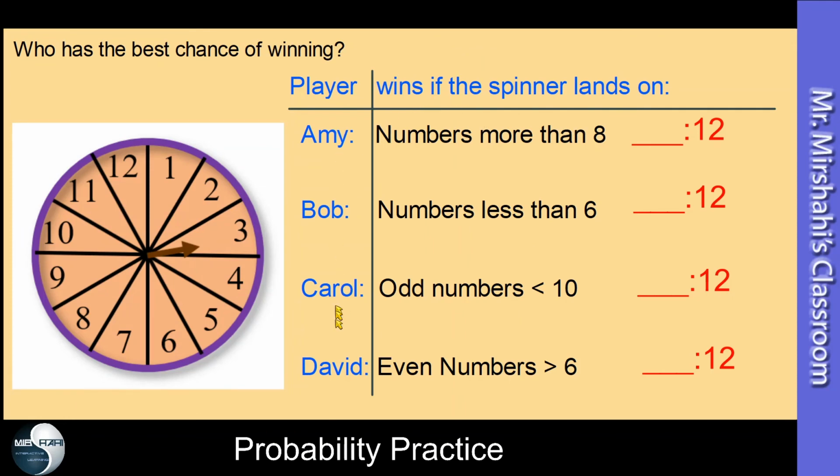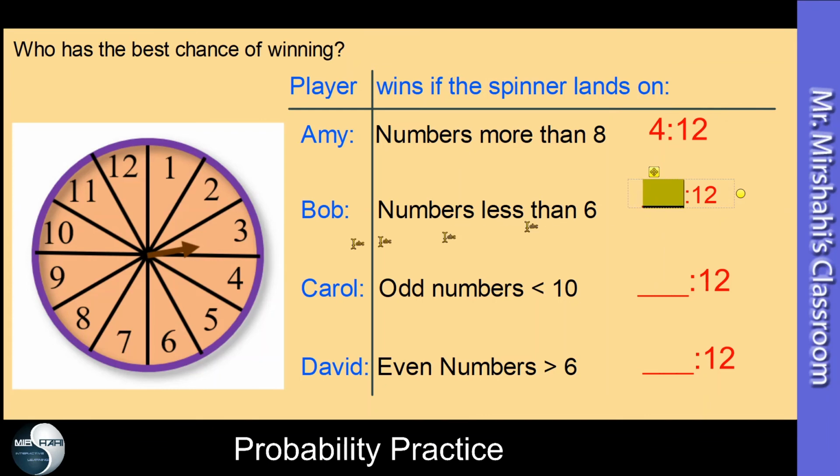Now we have 4 players. Amy says, I win if I get a number more than 8. Bob wins if he gets a number less than 6. Carol wins if she gets an odd number less than 10. David wins if he gets an even number greater than 6. So let's see what the probabilities are. So numbers more than 8. Well, 9, 10, 11, 12. So there are 4 chances out of 12.